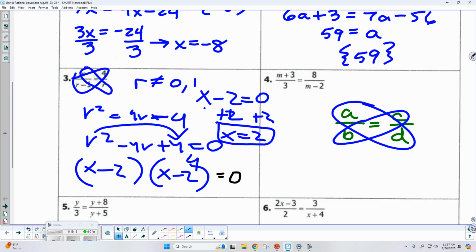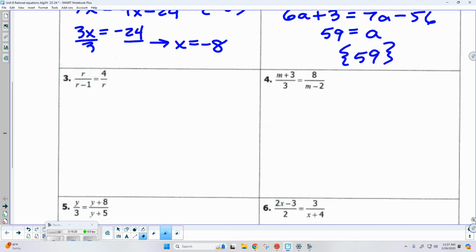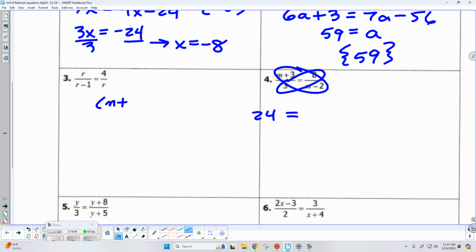Cool. All right. Well, let's go ahead and look at a couple more of these. Okay, so number 4, it says m plus 3 over 3 equals 8 over m minus 2. Okay, so I'm going to start with the easy one first. Okay, 3 times 8 is what? 24. Well, I'm going to set that equal to, now I'm going to multiply the binomial. So I'm going to do that over here. So I need an m plus 3 times an m minus 2.